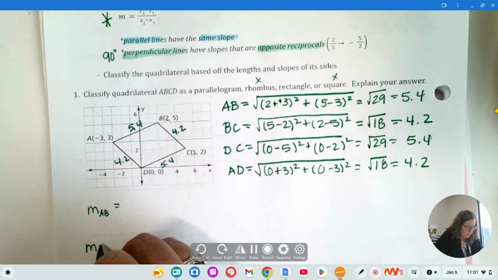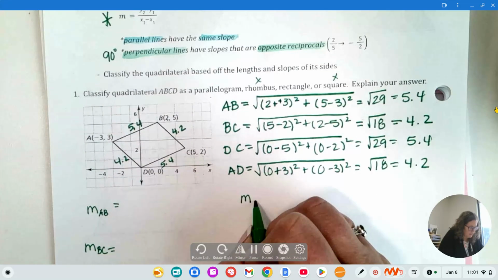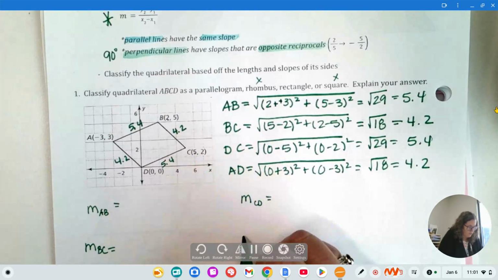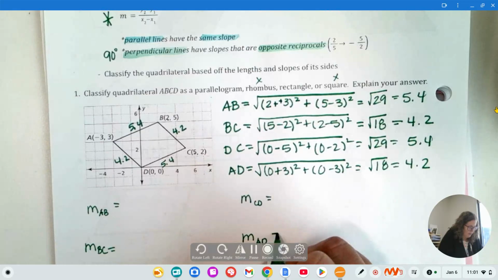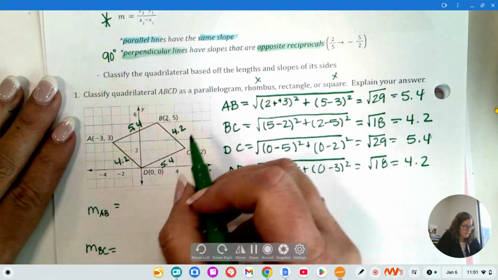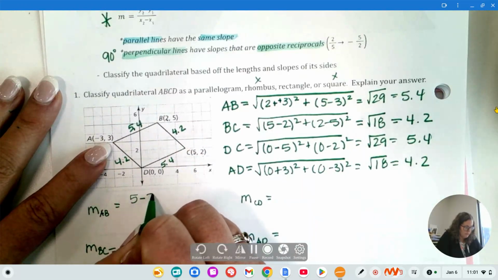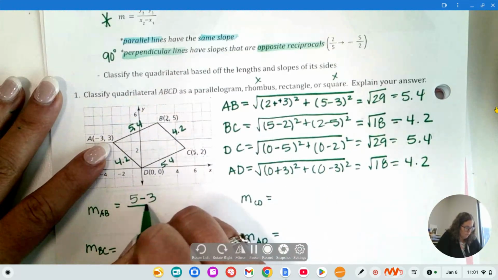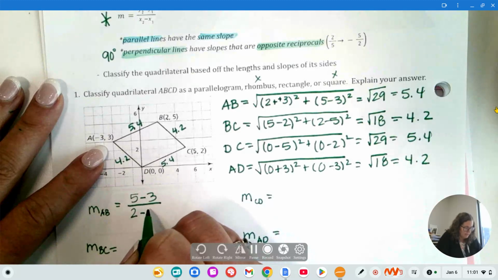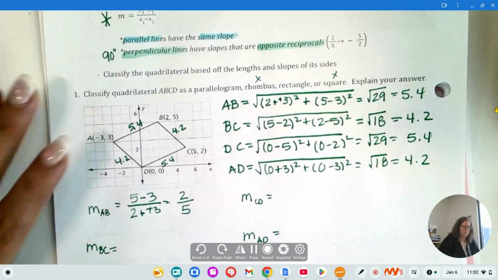I'm going to find the slope of what? BC. I'm going to go over here. I'm going to find the slope of the next line, which would be CD. And I'm going to find the slope of AD. Okay? All right, so now typically we use the y2 minus y1 over x2 minus x1, right? And so if I'm doing AB, I would do the y's are on top, right? So I'm going to have 5 minus 3 over, and then it would be 2 minus a negative 3. So it'd be 2 over 5 if I do out the math, okay?